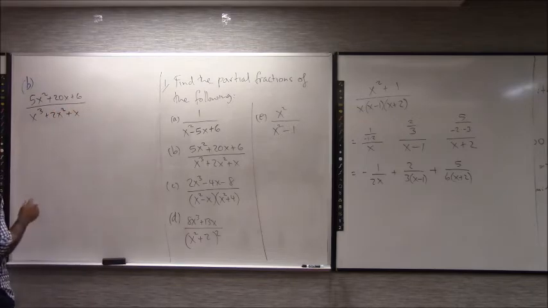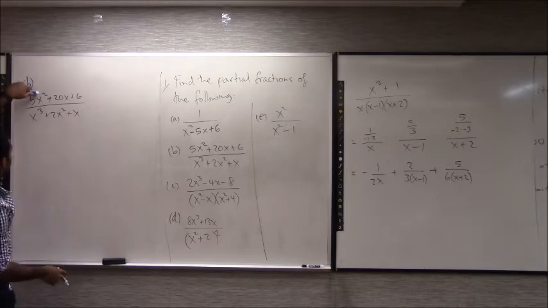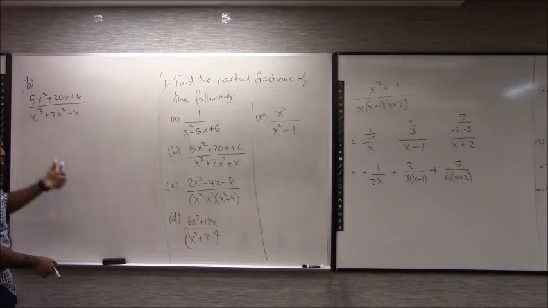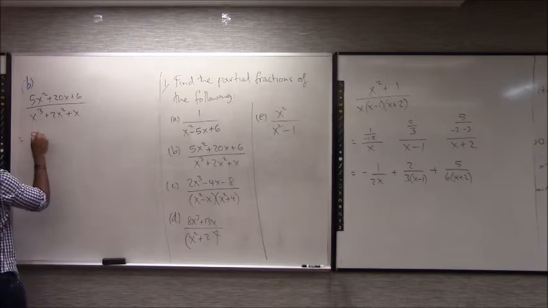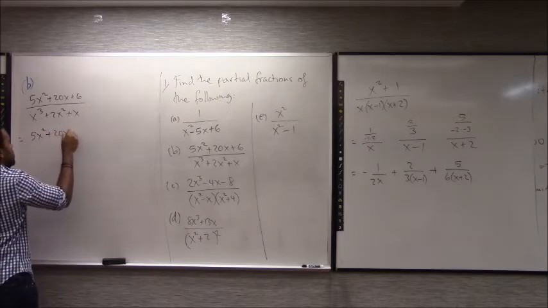First step here? Factor the denominator. So we notice that the highest power on top is a 2, the highest power on the bottom is a 3, so it's a proper fraction. So the first thing I'm going to do is factor the denominator.